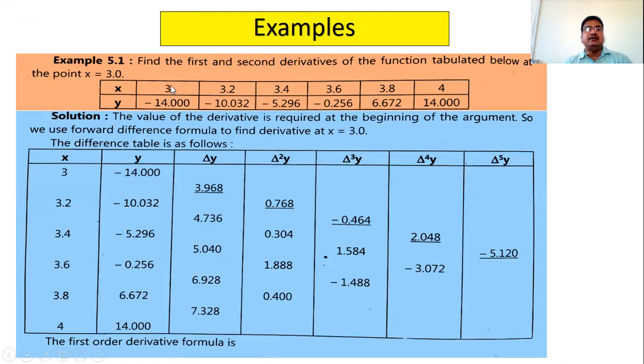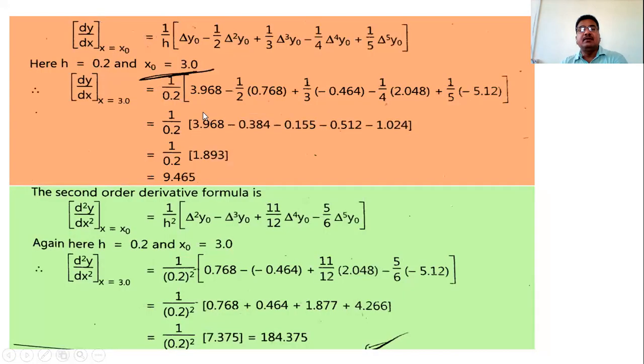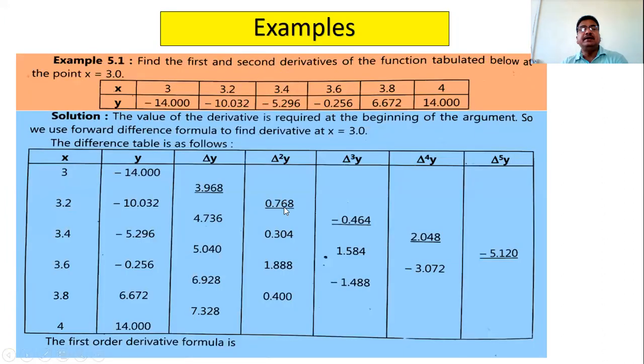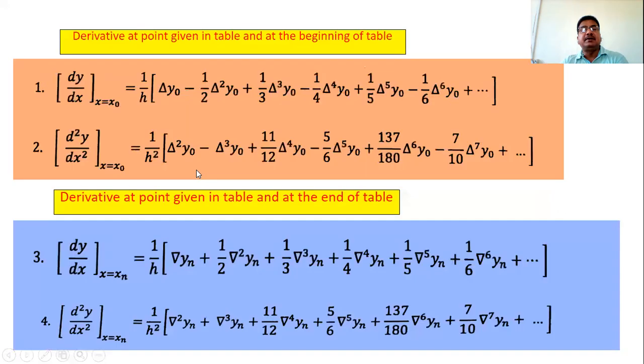and is present in the table. So if the value is present in the table and at the beginning of the table, then what are the formulas used to find the first order and second order derivative? These are the formulas, dy by dx at x equal to x naught, this formula and this formula. These are the formulae used to find the first and second order derivative if the value is given in the table and at the beginning of the table.